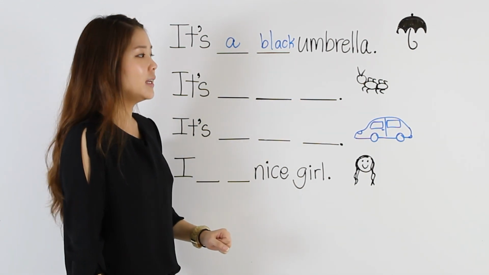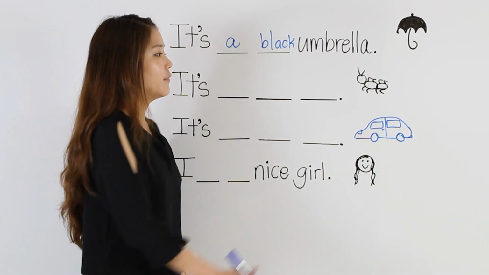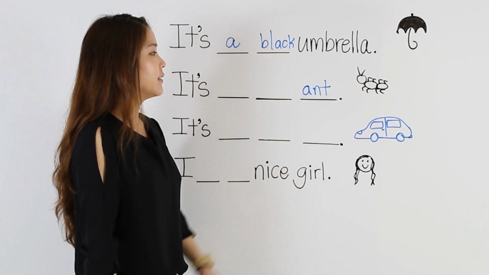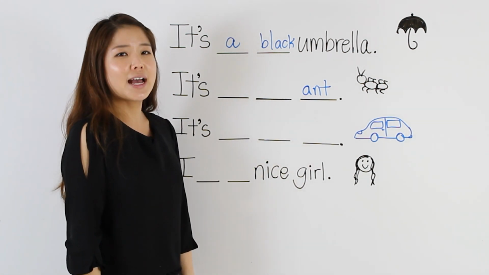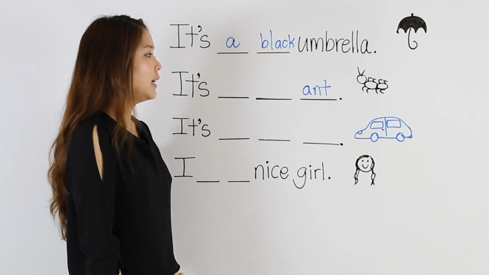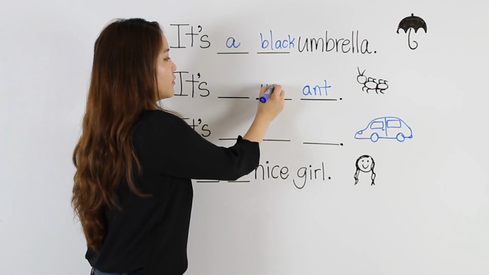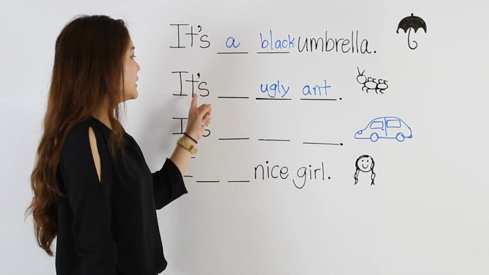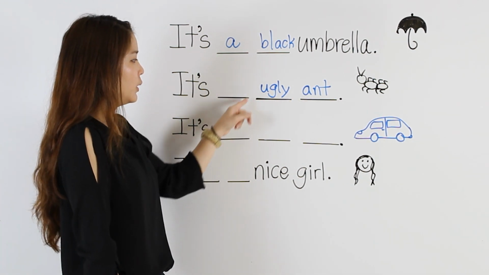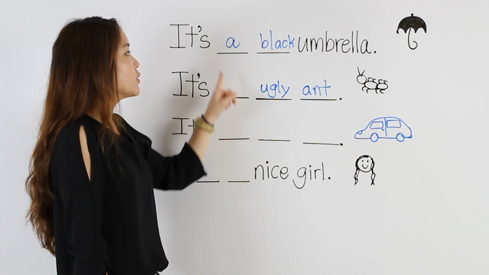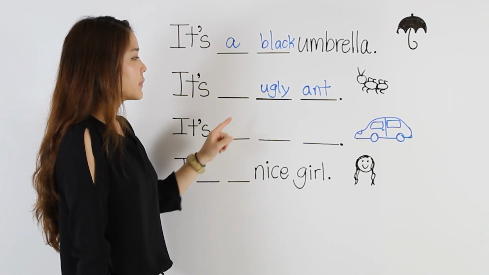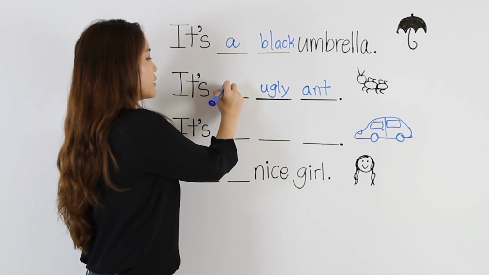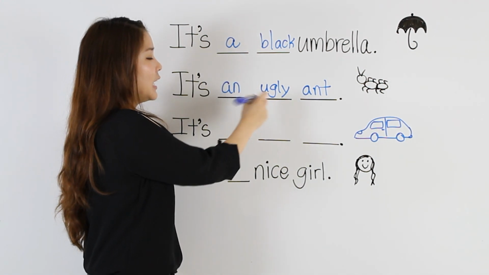Okay, next, we have 3 blanks. Here, we have the noun ant. So we're going to put that at the end. Okay, let's use the adjective ugly. Okay, remember again, the adjective comes before the noun. Ugly ant. It's ugly ant. We need an article. Should we use a or an? Well, ugly starts with the vowel U, so we have to say an. It's an ugly ant.